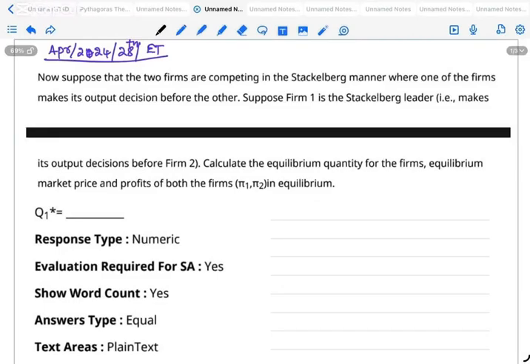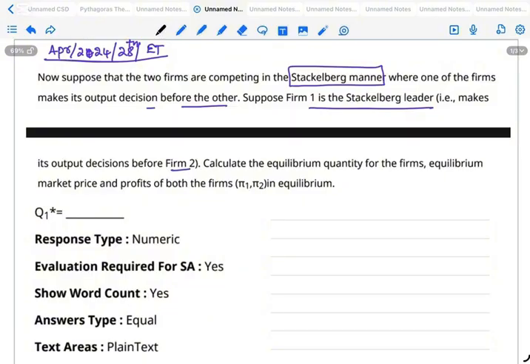Friends, this is the continuation of the previous question. Now suppose that the two firms are competing in a Stackelberg manner. Very important, Stackelberg manner, where one of the firms makes its output decision before the other. Suppose firm 1 is the Stackelberg leader, that it makes the output decision before firm 2.